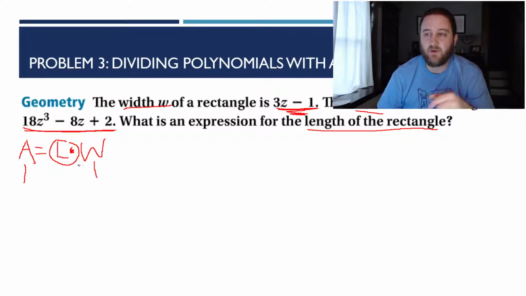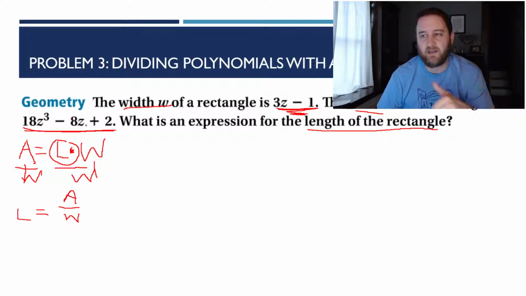To do that, all we have to do is divide by W on both sides. So an expression for the length, we can use just the area divided by the width. So the area, you're going to do 18z cubed minus 8z plus 2, and divide by the width, 3z minus 1.